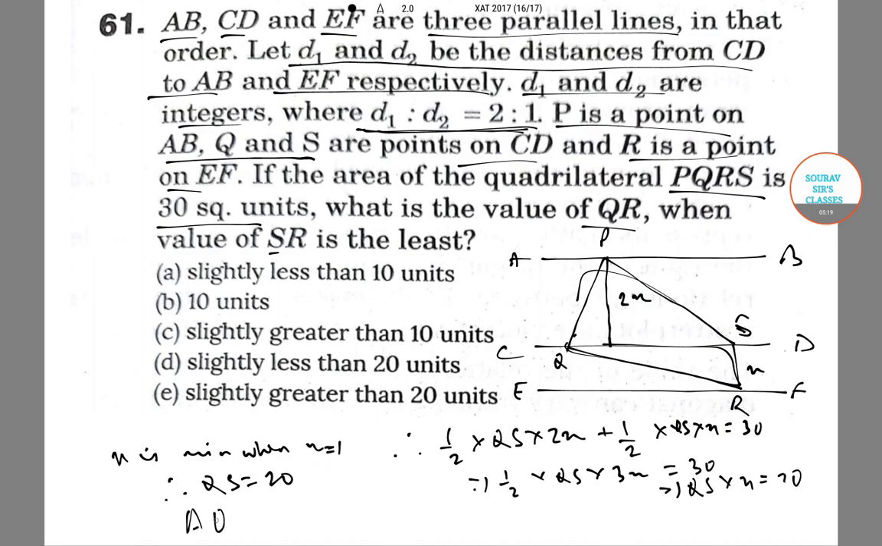So now in triangle QRS, QR is equal to root of 20 squared plus 1 squared, that is root 401, which is slightly greater than 20 units. So option E.